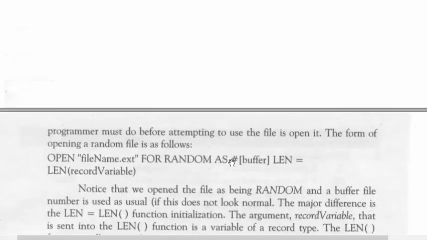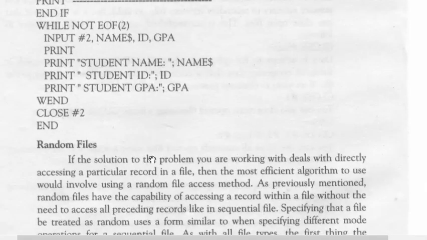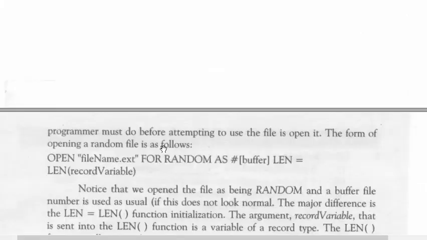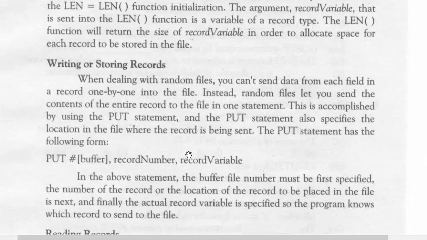So what is a random file? It is the opposite of a sequential file. Where in a sequential file you have to check each record one by one to read or write data, in a random file you directly access the record that you require using the record variable and record number.